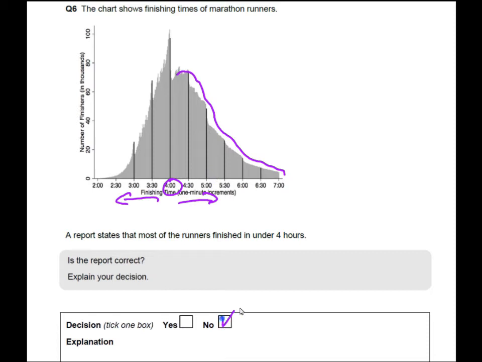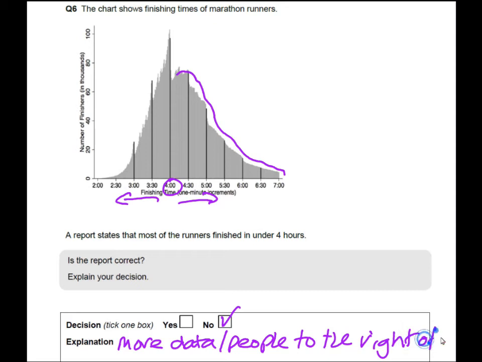So explain, is the report correct? No, it's not. And the explanation would be along the lines of there is more data, or people, to the right of 4 hours. And that should do as an explanation. Again, this is worth 1 mark.